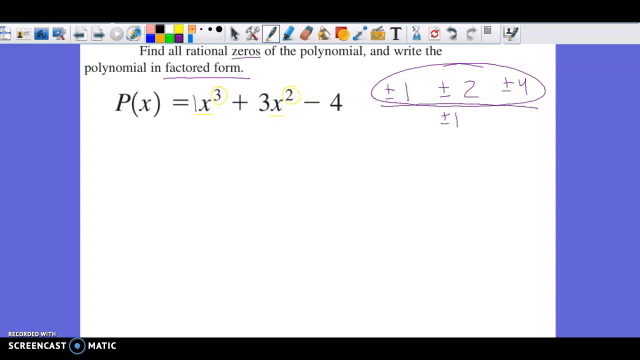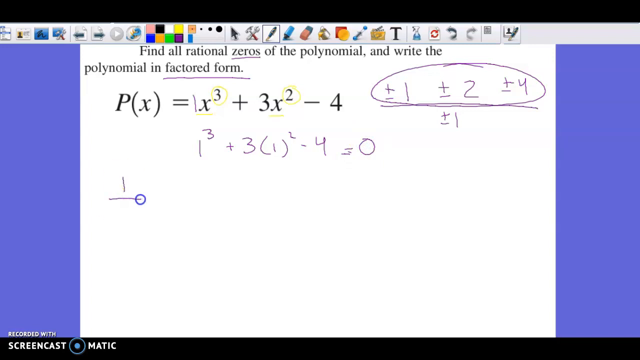So let's just pause for a second, and I want you to start plugging in numbers. I'm going to obviously start with the easier one, which would be 1. So if you plug in 1, what do we get? So once you plug in 1, you see that you get 0. So that means 1 is a 0.